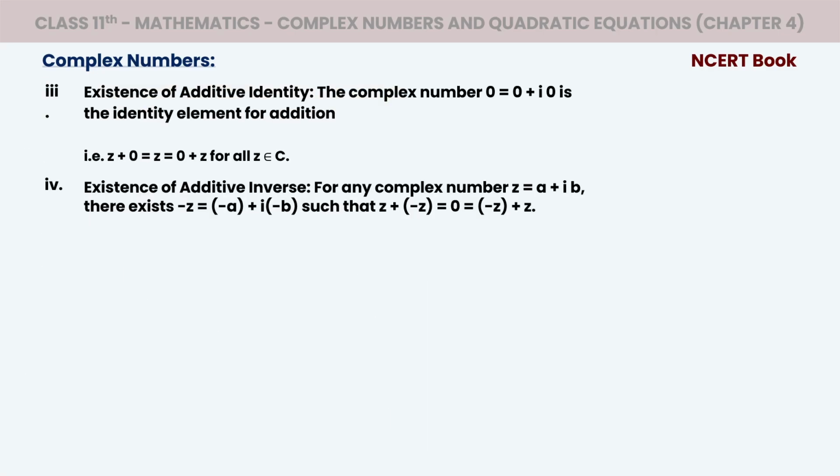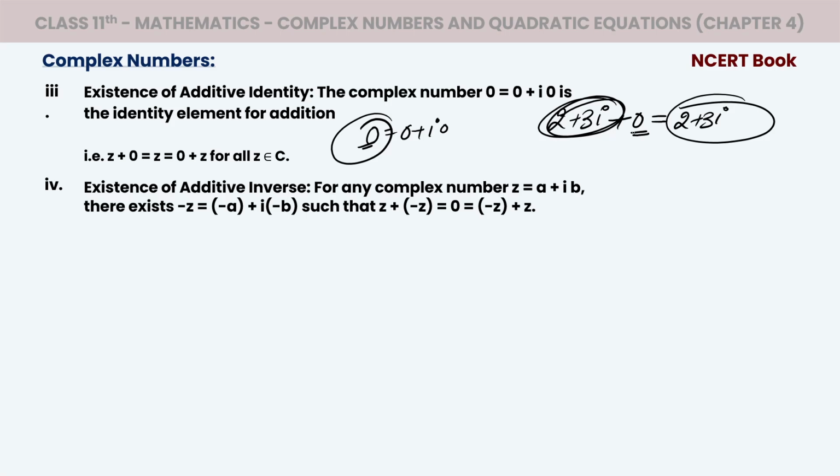Now students, let's see the existence of additive identity. Additive identity, we say the complex number if we take 0, right? So 0 I am writing as 0 plus iota 0. So 0 is the additive identity. For example, if I write 2 plus 3 iota plus 0, right, then what will you get? 2 plus 3 iota only. If you add 0 to any complex number, you get the same complex number. It means 0 is called the additive identity. Right, clear? Now let's understand the existence of additive inverse.